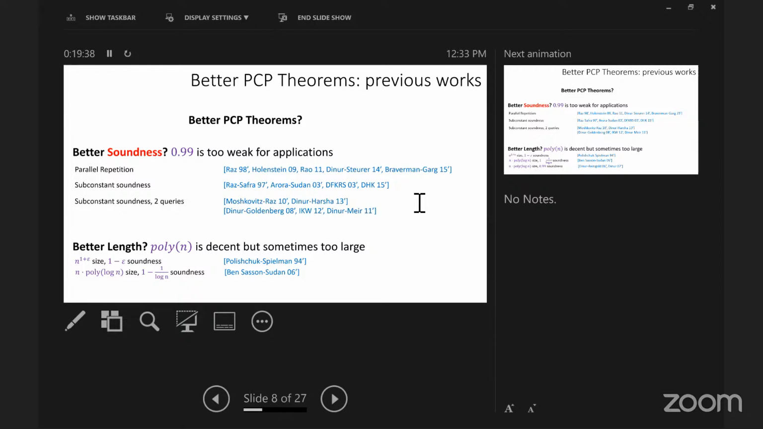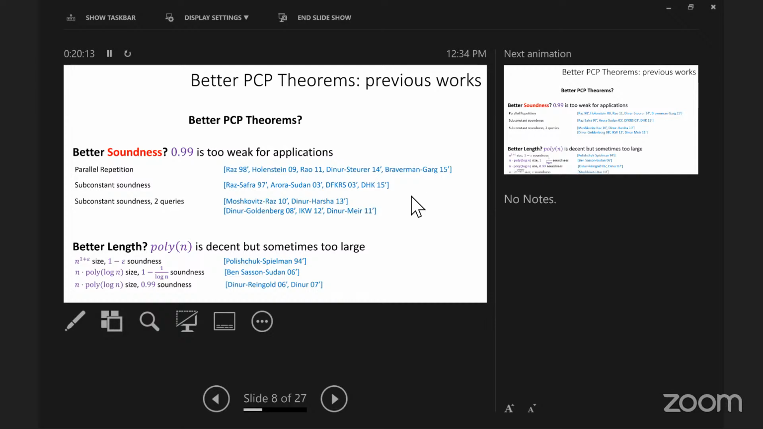So now there is this very nice work of Ben Sasson and Sudan, who showed how to get quasi-linear PCP. And when I say quasi-linear, I'm always going to mean n times polylog n. So that's almost as short as the original proof itself. But the soundness wasn't that great. It was 1 minus 1 over polylog. So not as bad as the trivial verifier that just samples the clause, but still the soundness is close to 1.